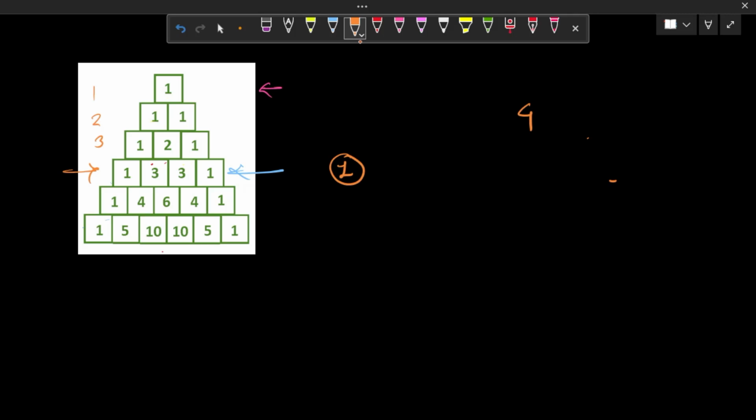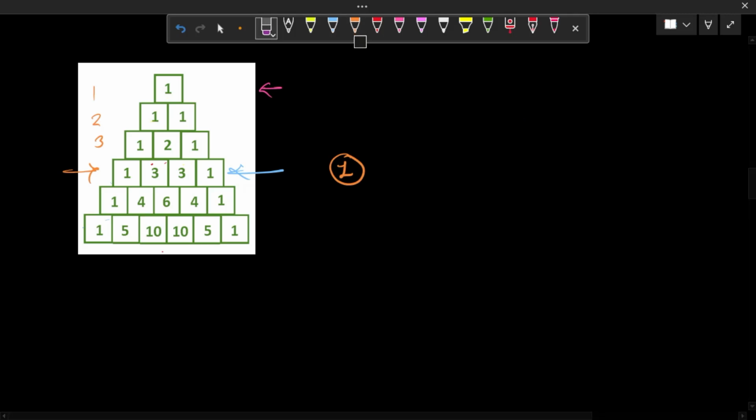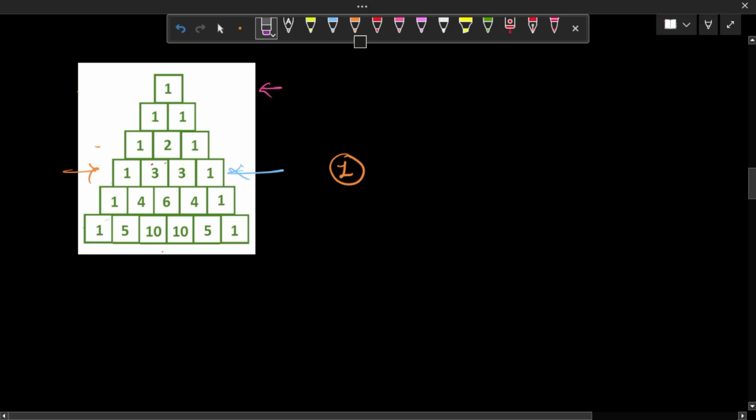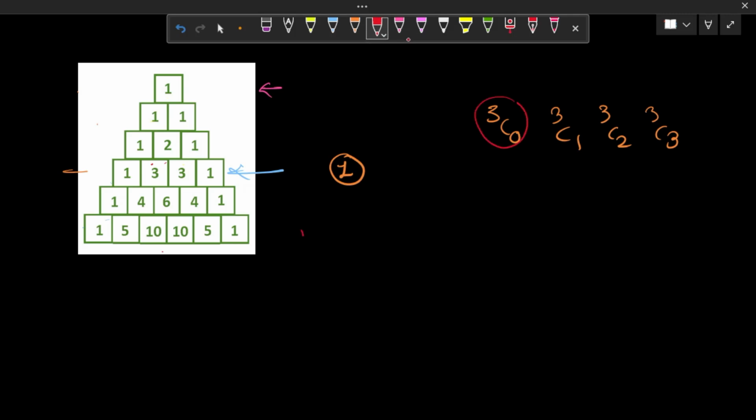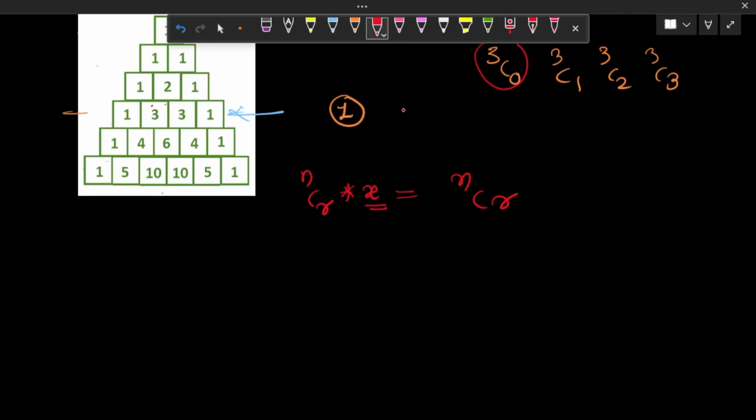Actually this is not the fourth, this is row 3, with positions 0, 1, 2, and 3. So I have to calculate 3C0, 3C1, 3C2, and 3C3. I know this term, so can I call nCr some x? Why am I doing x? Because I will get nCr plus 1, as r is increasing from this side.